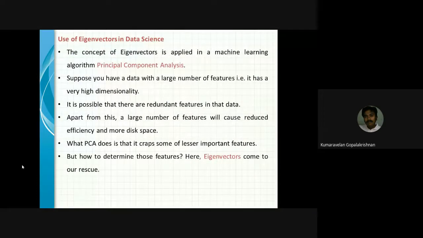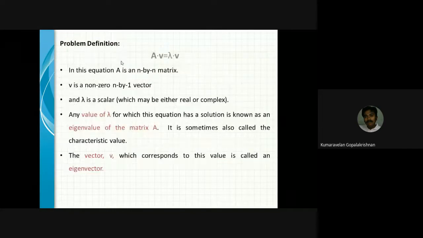Okay, fine. So if you have a very large number of features in your data sets, I already told that it's not necessary to take all the features. There will be some redundant features, and we have to remove those. Otherwise, we have to select the features which are more important for our analysis. That can be done by using the concept of eigenvectors and eigenvalues. Now I am going to explain, by taking a simple mathematical problem, how to find eigenvalues and eigenvectors for a given problem. So that is my goal.